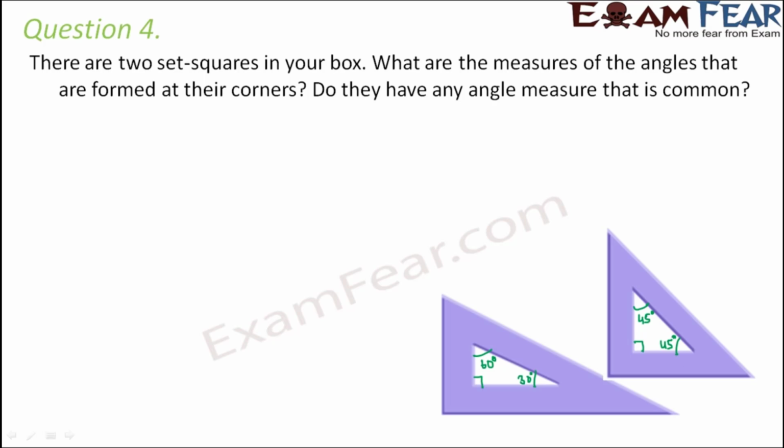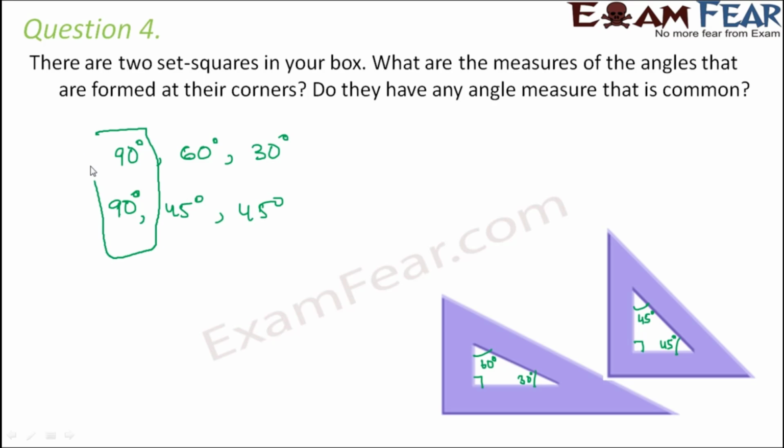So which angle is common amongst them? So 90 degree is common. One set square has 90, 60, 30. The other set square has 90, 45, 45. So which is the common angle? 90 degree is the common angle between them.